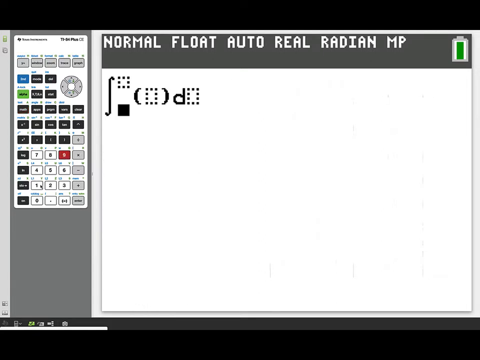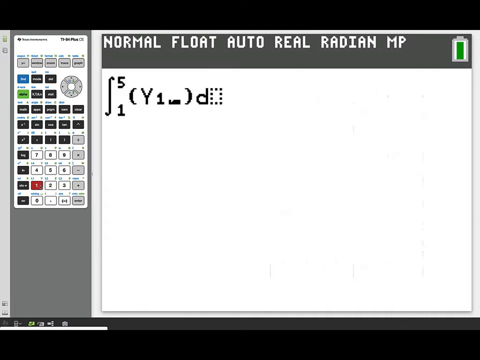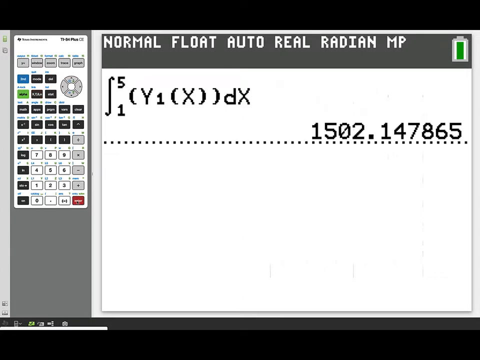Now part A on this problem asked us just to set up an integral that would give the total number of vehicles arriving at the toll plaza between t equal 1 and t equal 5. So we would want to write down the integral from 1 to 5 of A of t dt. That would be the answer to this question. Now, if we actually wanted a value for that integral calculated on the 84, we would need to refer to y1, of course, and we'd be integrating with respect to x. So this is the actual value of the integral, which we weren't asked for.